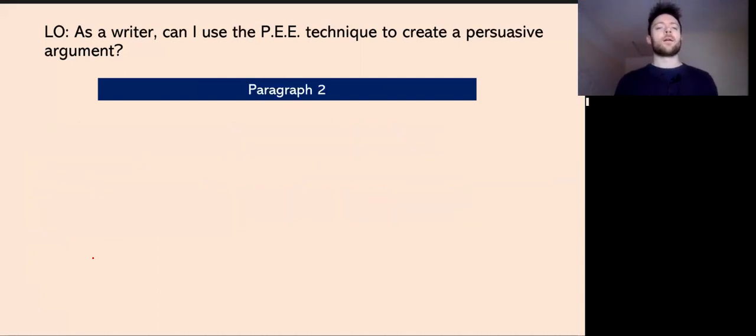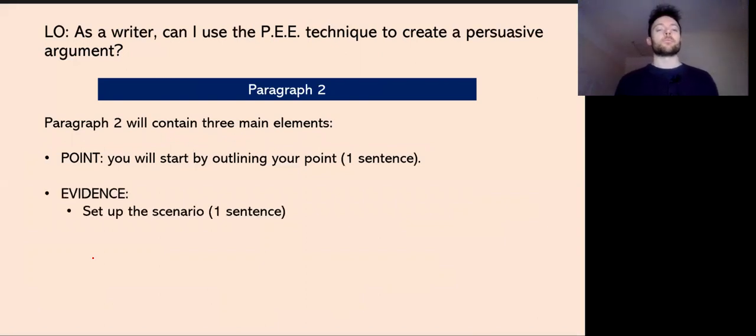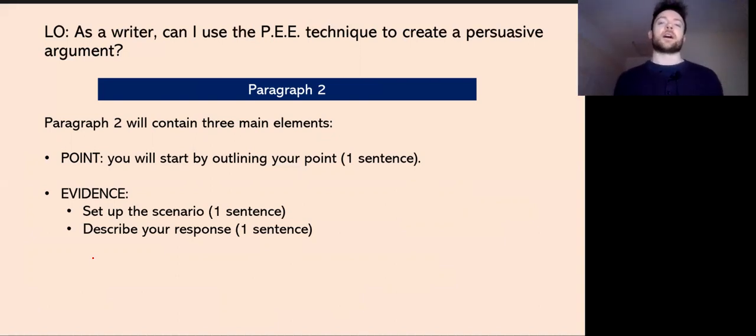All right. Now, paragraph 2 will contain 3 main elements. Point. You will start by outlining your point, okay? Remember, this is the skill or attribute you want to focus on. The evidence, you will set up the scenario, okay? Was it the desert mission? Was it the flight simulator challenge? Was it the vortex ride, okay? You will then describe your response to that, okay? So what did you do during the desert mission? What did you do during the flight simulator ride, okay?